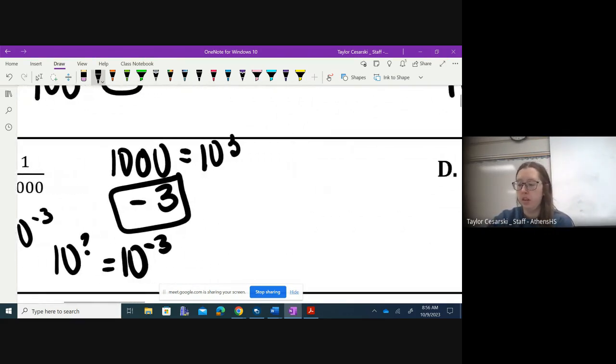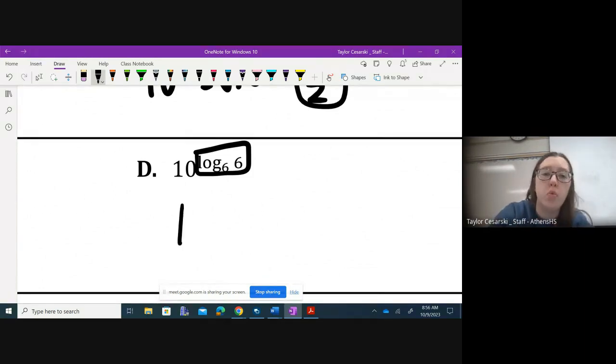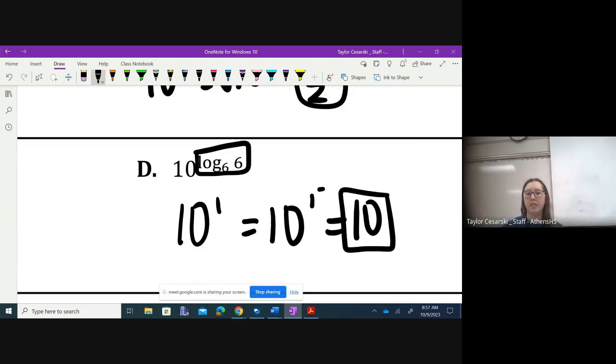Okay. All right. There are many different ways to think about this. You could evaluate in the exponent first. So log base 6 of 6 says 6 to what power equals 6? Well, that's just going to be 1. So I get 10 to the first equals 10. I was about to say 1. 10 to the first is equal to 10. Okay, so just evaluating and then raising to that power.